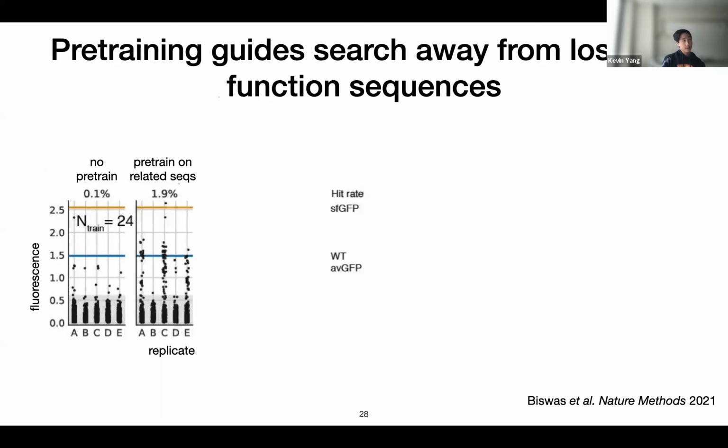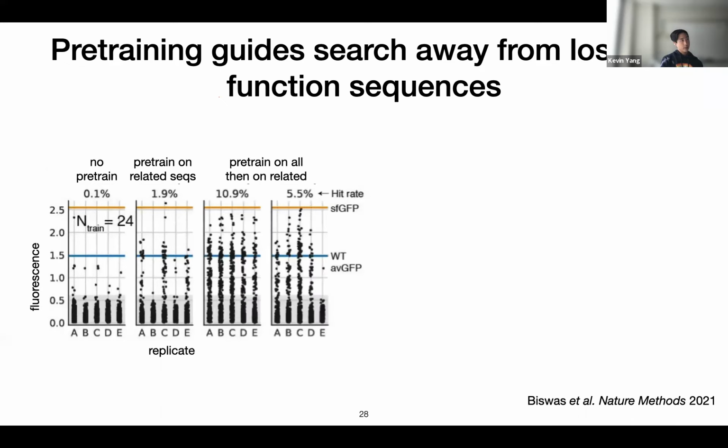We train on related sequences. So we take GFP, use MMseqs or HHblits to search for related things, and then train a language model on that. You get a 1.9% hit rate after training on 24 supervised points. If you pre-train on all and then unrelated, you can up that hit rate to 11%.